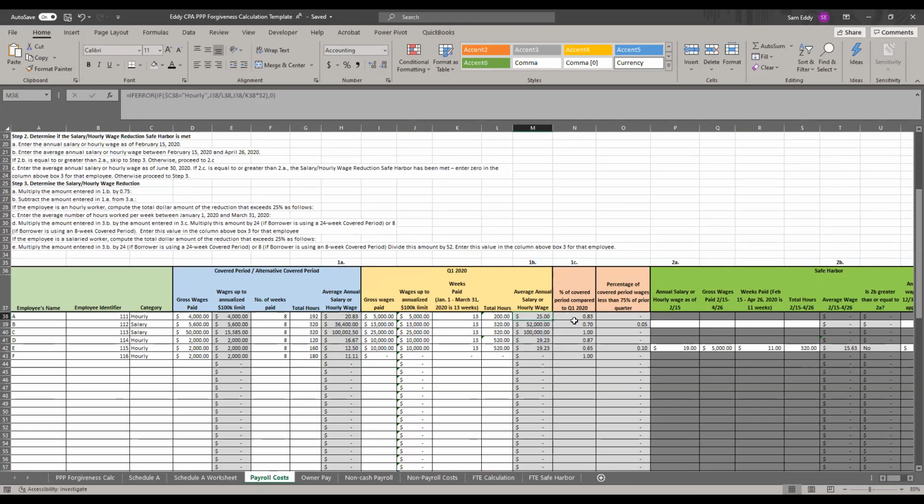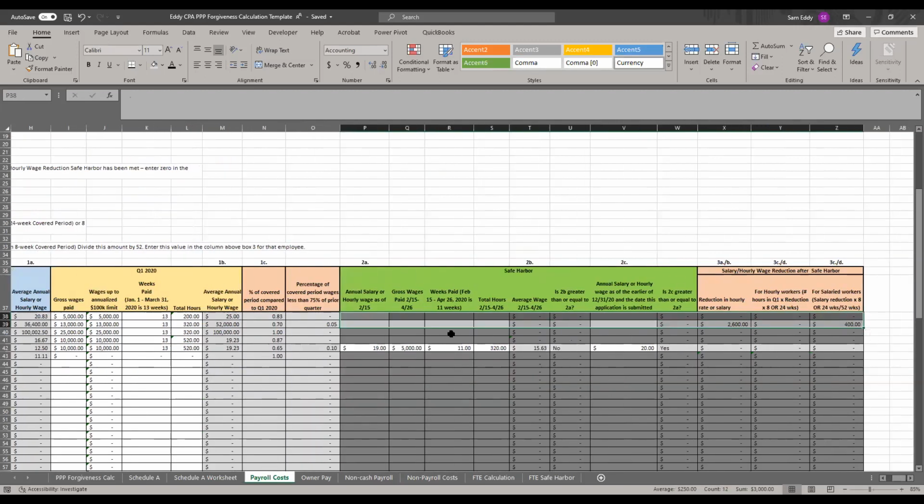Now, what it's going to do is compare these two amounts. So compare your average annual salary or wage in the covered period against what you were paying that employee in Q1 2020. Now, if the amount you paid in the covered period is at least 75% of the amount you paid in Q1 2020, then you meet the requirements to have no reduction. So you can see, for example, this first one, we had paid 83% of the Q1 2020 amount, so therefore there is no reduction. And you do not need to look at any of the safe harbor requirements for this employee.